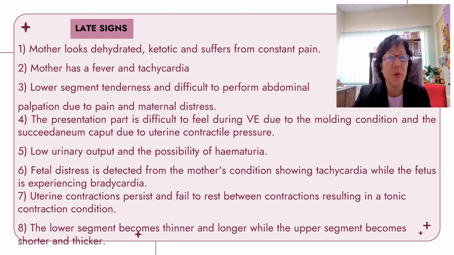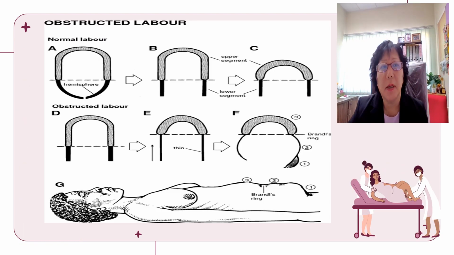Number five, low urinary output and the possibility of hematuria. Number six, fetal distress is detected, with the mother showing tachycardia while the fetus is experiencing bradycardia. Uterine contractions persist and fail to rest between contractions, resulting in a tonic contraction condition, that is hyperstimulation. The lower segment becomes thinner and longer while the upper segment becomes shorter and thicker. This diagram shows the features of the cervix in normal labor and obstructed labor.